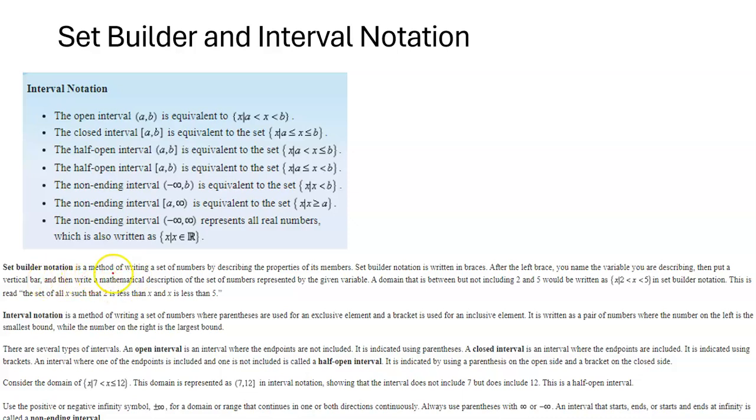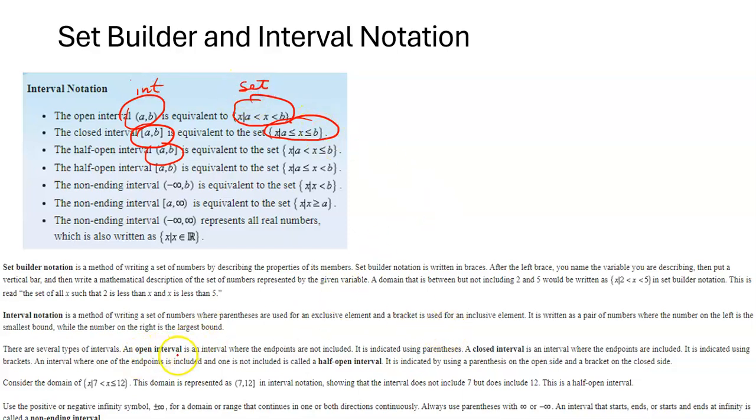So set builder notation is a method of writing set numbers describing the properties. This is set notation right here. There's braces, the left brace, vertical bar, etc. Interval notation is a method of writing numbers with parentheses. This is interval notation right here. So this is interval, this is set.